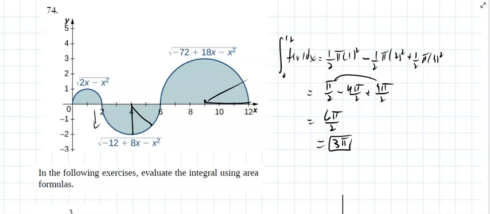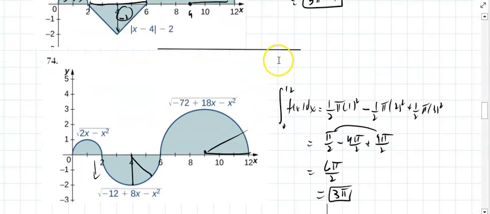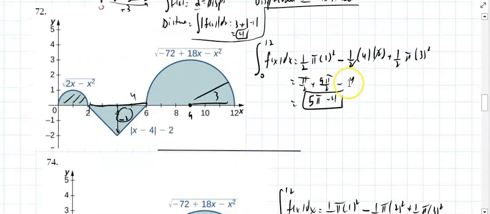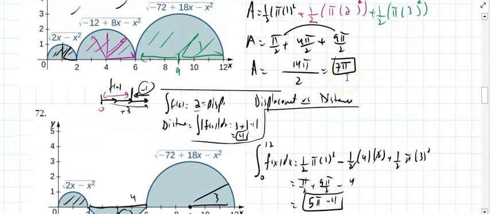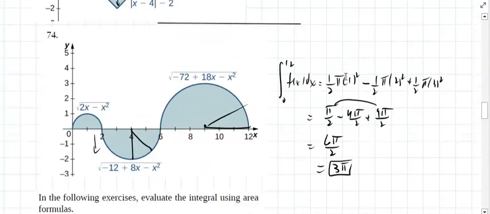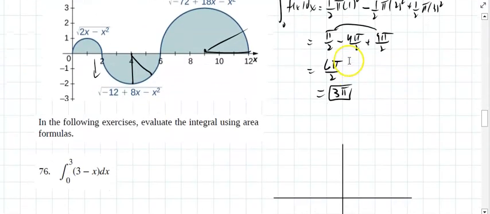If you notice in the previous it was 7 pi. It was 7 pi. So now it's 3 pi because you're taking away the 4 pi over 2.